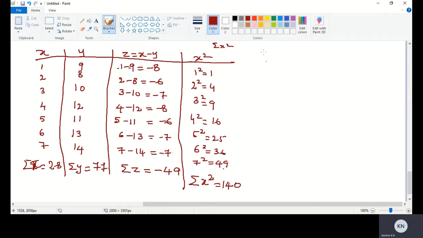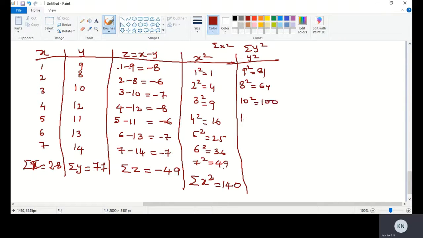Then similarly we need to find the summation of y square. Here, y square: the y terms are 9, 9 square is 81, 8 square is 64, 10 square is 100.